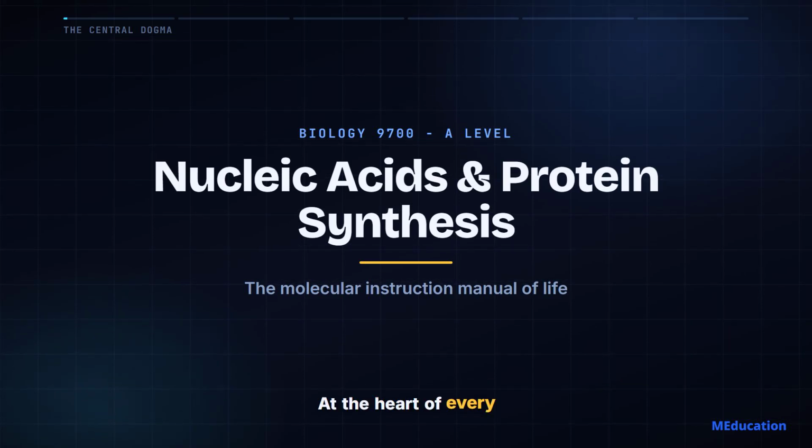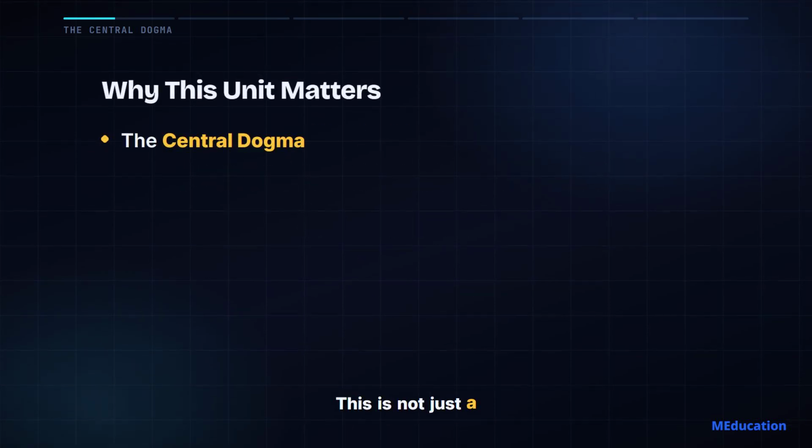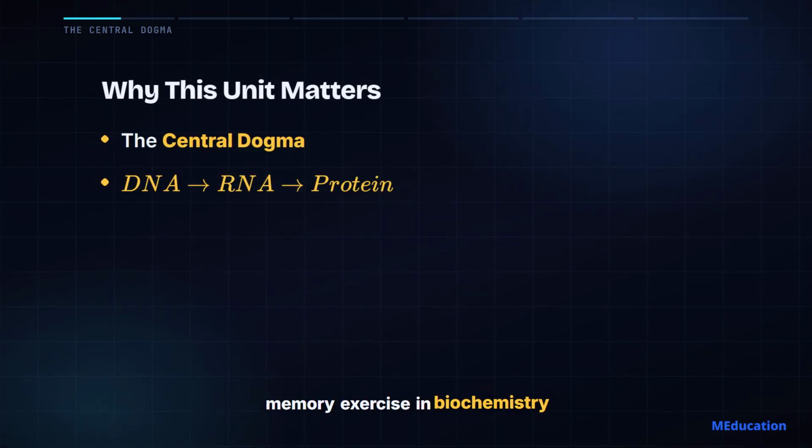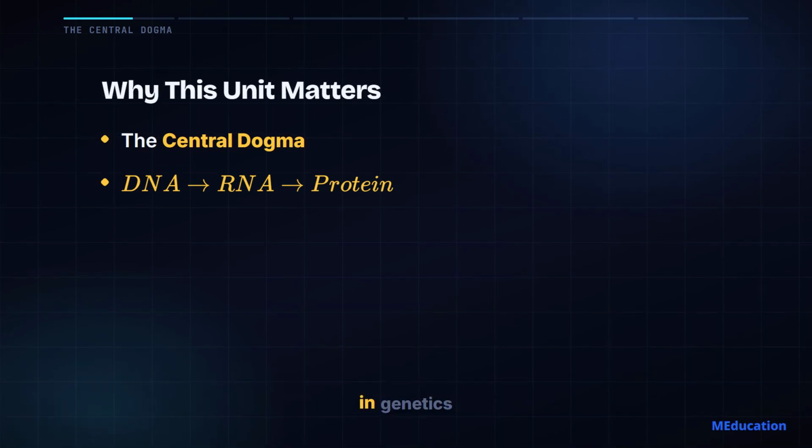At the heart of every living cell lies a molecular instruction manual. In this unit, we explore the central dogma of molecular biology, the directional flow of genetic information from DNA to RNA, and finally into the proteins that build and operate your cells. This is not just a memory exercise in biochemistry. It is the absolute foundation for everything you will study in genetics, cell division, and biotechnology.